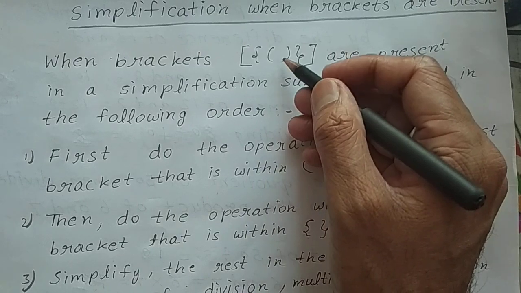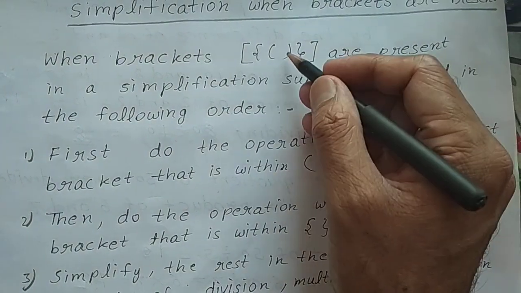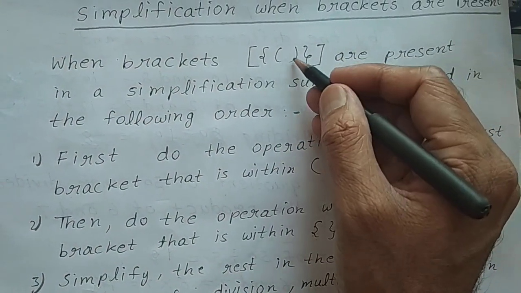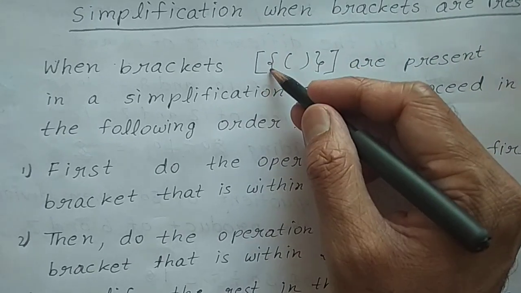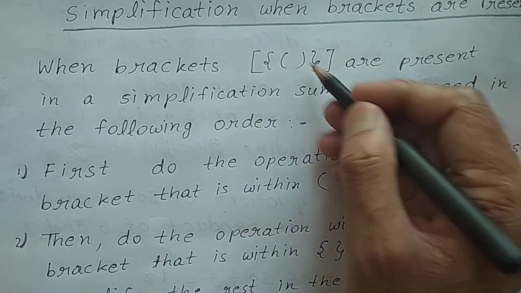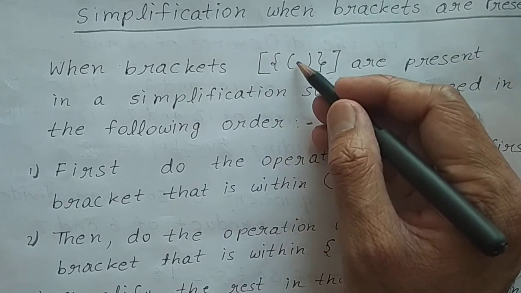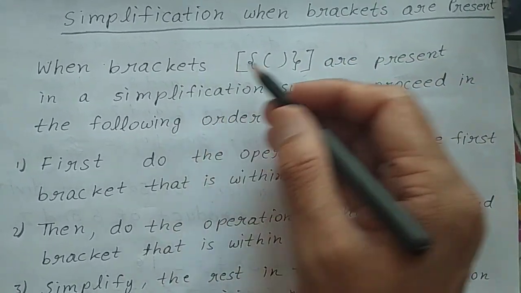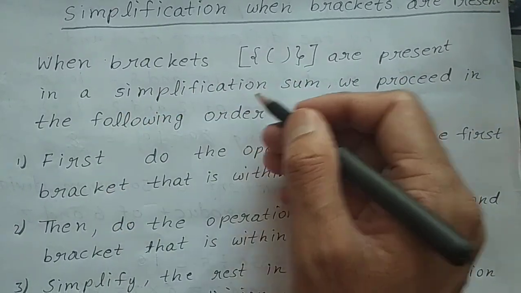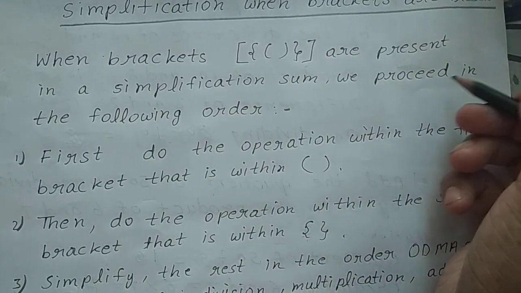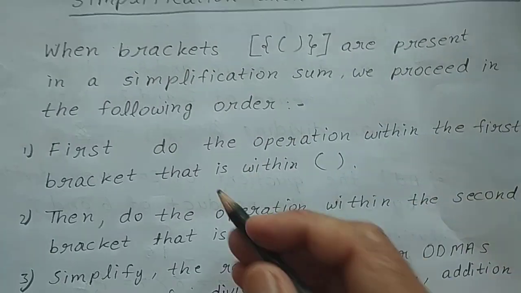When brackets are present, see here, there are three brackets. This is the round bracket, the small bracket. This is the curly bracket. This is the rectangular bracket. The rectangular bracket is the big bracket and this round bracket is the small bracket. When brackets are present in a simplification sum, we proceed in the following order.